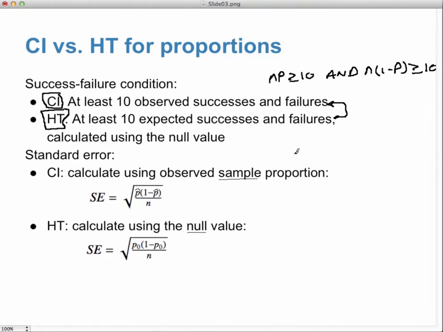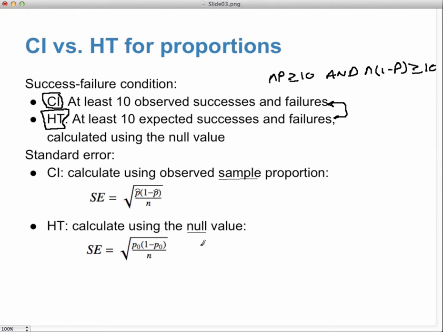Okay, so when you're calculating the standard error for a confidence interval, we're going to use the sample proportion to do that. In other words, the standard error for confidence intervals will be calculated just as the standard error was when we were working with means. We ended up using s instead of sigma. We had to use the estimated value. So same idea here. When we're working with confidence intervals, we will calculate our standard error using our estimated values.